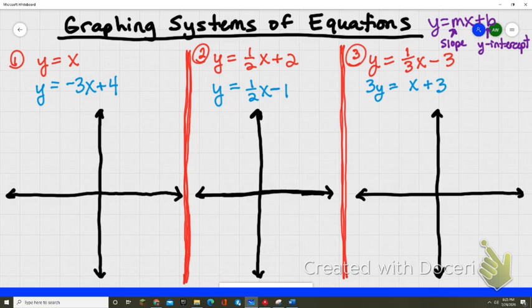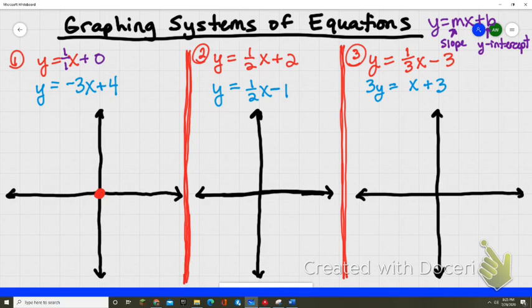All right, so let's start with number one. We have y equals x. It's already solved for y, so what we need to do is identify the slope. The slope is the number in front of x. And since the y-intercept is whatever coefficient is being added or subtracted without a variable, in this case, the y-intercept is 0. So if I go to graph this first line, I'm going to start at 0, 0.